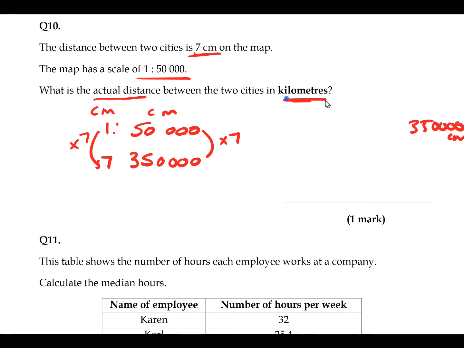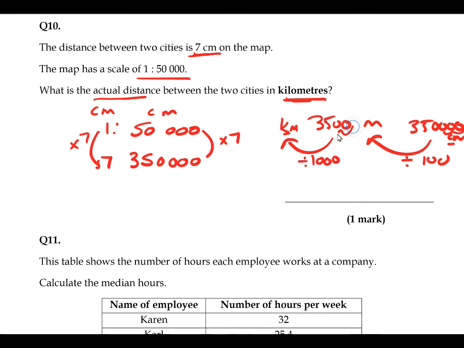centimetres. It wants the answer in kilometres, so we do it in 2 stages. We go from centimetres to metres by dividing by 100. Centi means 100, small to big we divide. So if we divide this by 100, we have 3,500 metres. To go from metres to kilometres, kilo means 1,000, so we divide by 1,000. We end up with 3.5 kilometres as our answer for 1 mark.